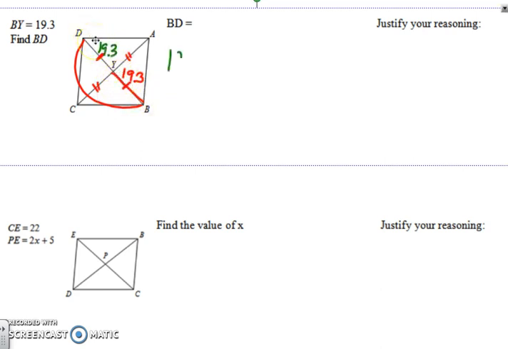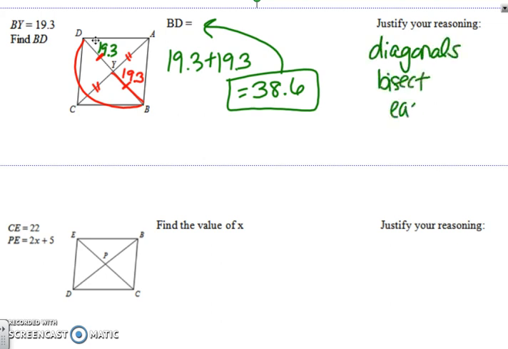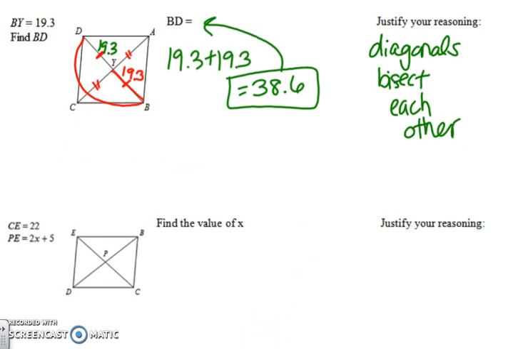Okay, so then the whole diagonal is just 19.3 plus 19.3, okay? Or 19.3 times 2. So the whole diagonal is going to be 38.6. Okay? My reasoning would be the diagonals bisect each other. Okay? So that's one kind of diagonal problem.